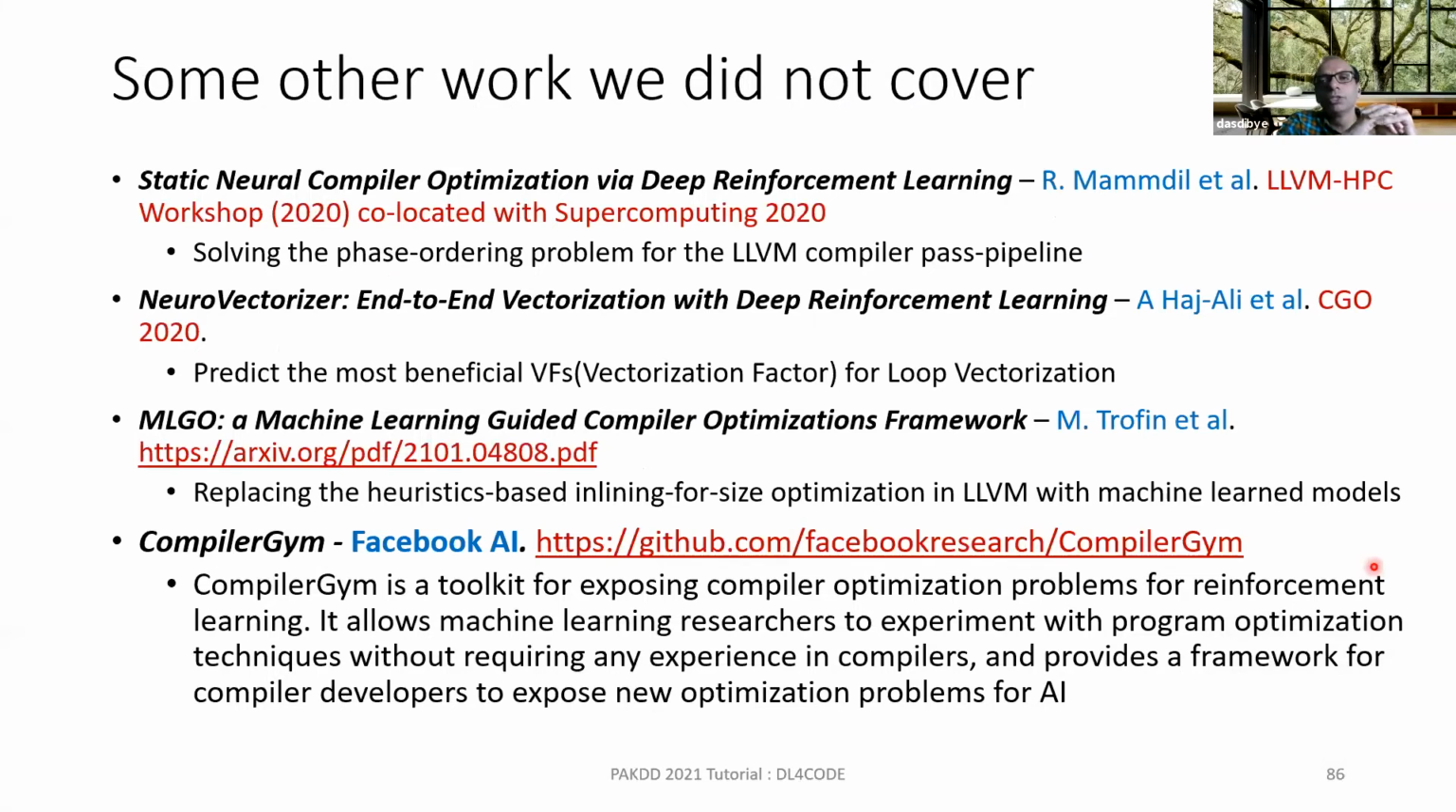Some other work we did not cover, which is also pretty important and has been getting some prominence of late. One is static neural compiler optimization via deep reinforcement learning by Mammadli et al., recently published in Supercomputing 2020, which tries to solve the phase ordering problem, or pass ordering. Should you do pass A before B, C before D, D before something else? That's a well-known open problem, and they have tried to attack it using deep reinforcement learning, especially using the LLVM compiler pass pipeline.